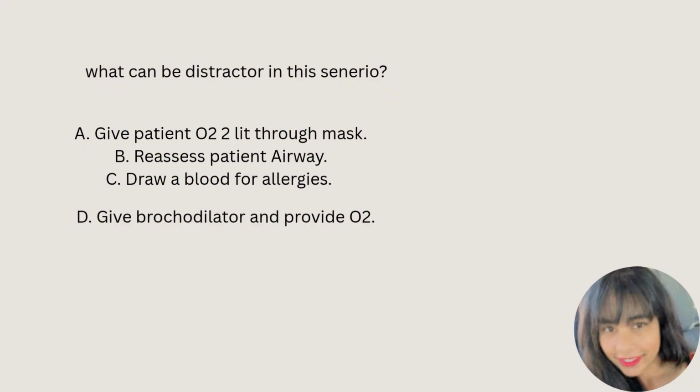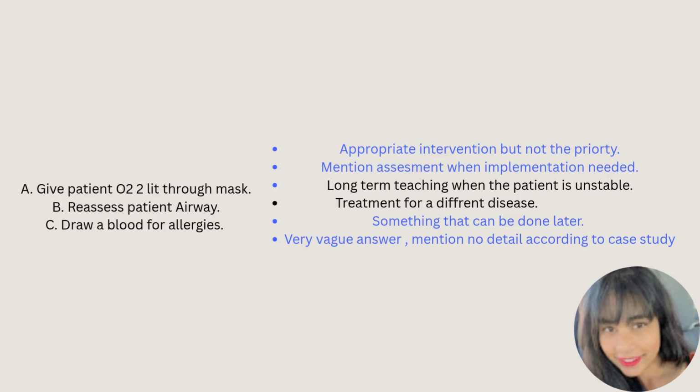And this is how I use distractors. The ones in blue, I use as distractors. I kept in mind that a distractor should be something that is an appropriate intervention but not the priority, like drawing blood for allergies or giving the patient O2 2 liters through mask. If a patient is having retractions, I don't think 2 liters will help them.